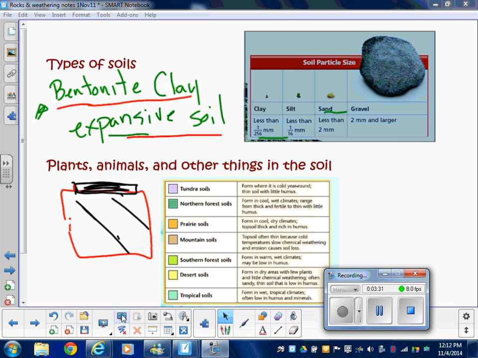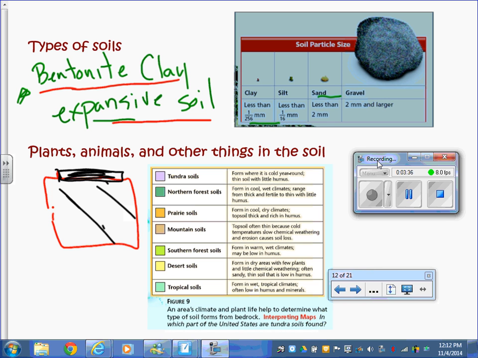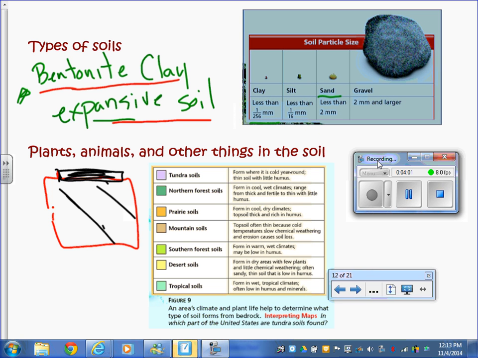It talks about what else is in soil, what types of soils are there. We're not going to go over all the types of soils, but I did want to talk a little bit about some of the soils we have around here that are kind of interesting. This is straight from the textbook. It tells you a little bit about where they are, the plants, animals, other things in the soil, and the size of the particles. You don't have to remember this, but you should know that clay and silt are very fine, very tiny particles.